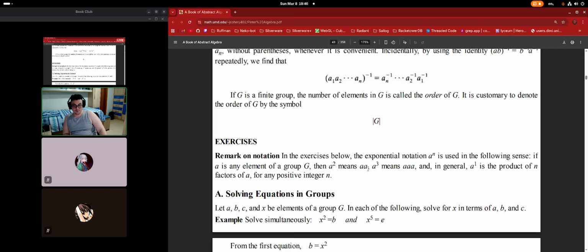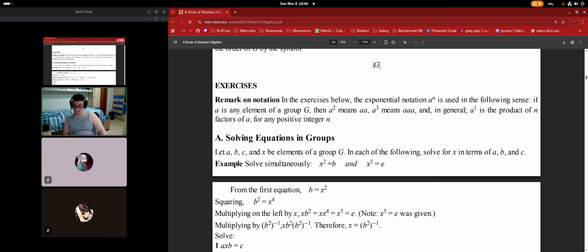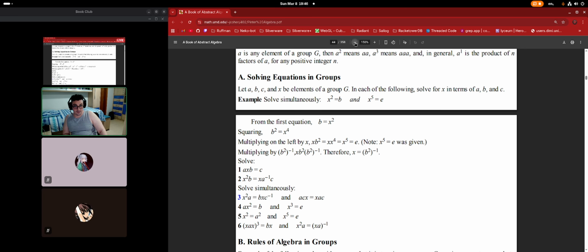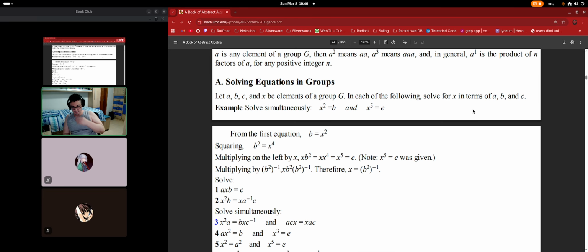And then there's another notation improvement for convenience: instead of having to write a bunch of A's and count them, which is annoying, you can just use the exponent for that. The exponent notation, mind you. Okay, so I also have some remarks about these exercises, actually.